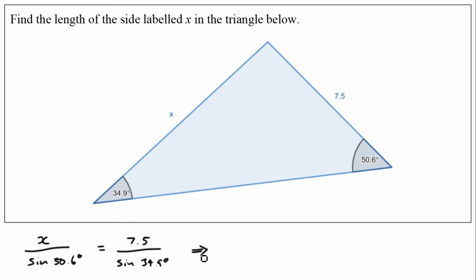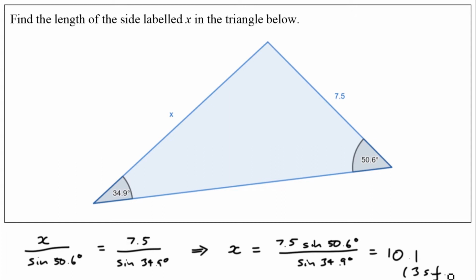So, multiplying through by the sine of 50.6, we have that the length of the side x is 7.5 times the sine of 50.6 degrees divided by the sine of 34.9 degrees, and using a calculator, that gives us a value for x of 10.1 to 3 significant figures.